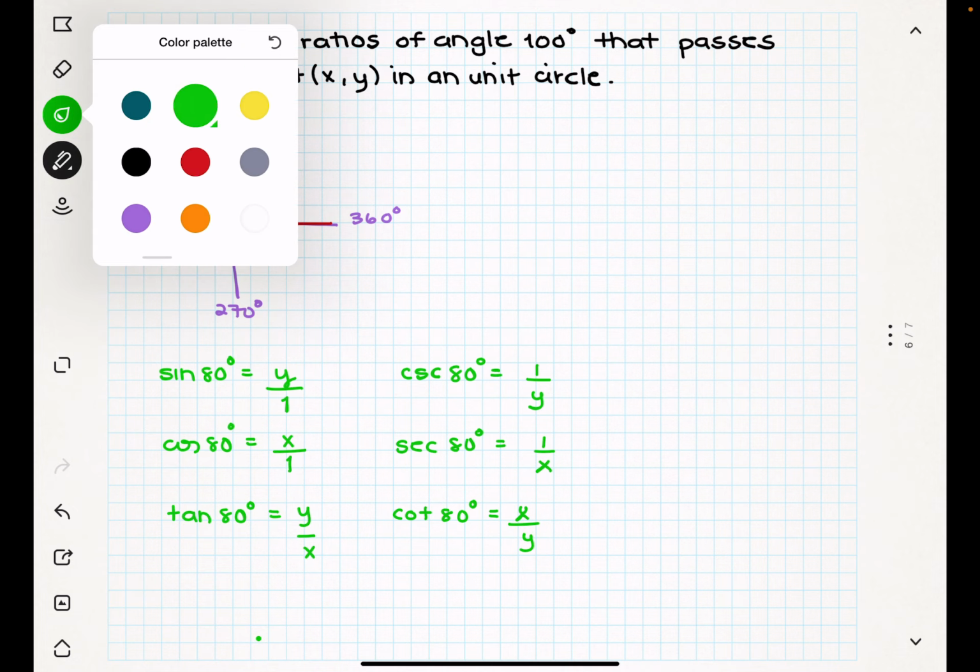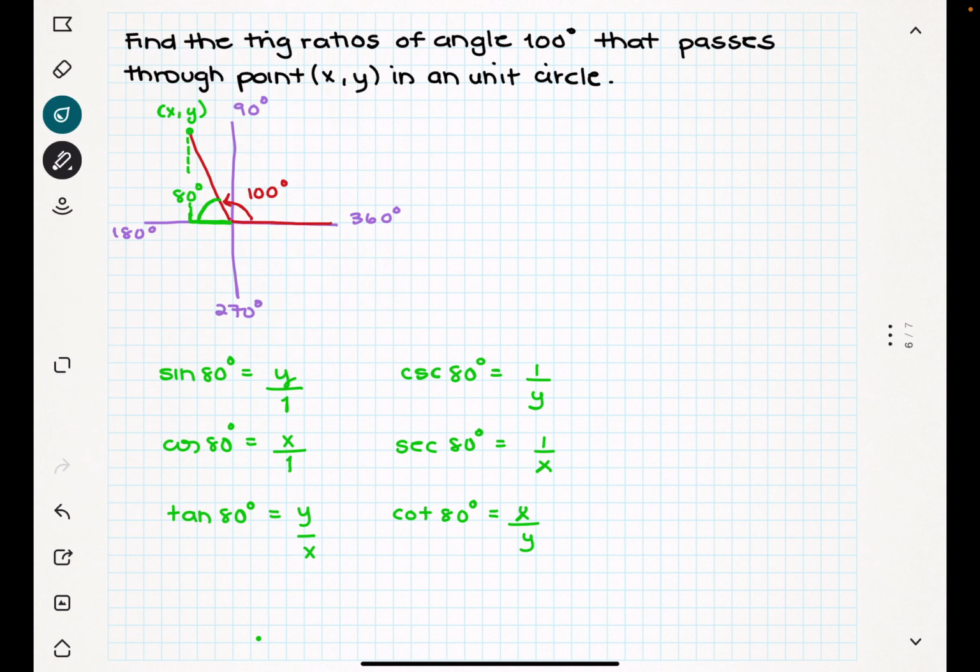Okay, so now let's see the signs. In my second quadrant, my x is negative, but my y is positive. So my y is positive. My x is negative, so it's negative. And then on this one, my y is positive, but my x is negative. So I can see for the tangent and the cotangent, I'm going to have a negative function.